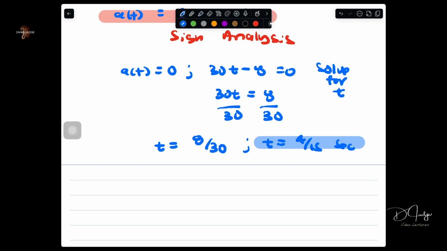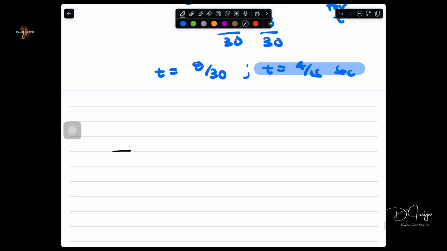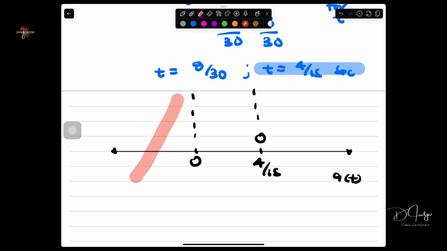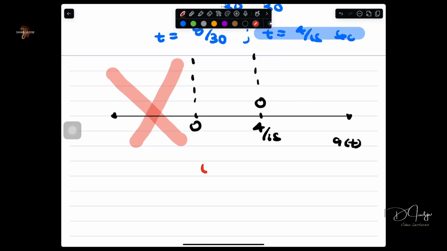Okay, this is how we go about this again. So we only have one value. I'll label 4 over 15, this is where acceleration is 0. It's not 0, ladies and gentlemen, when t is 0. And just remember, we have to throw out the time values that are negative because we're dealing strictly with t being greater than or equal to 0. So that portion is gone. We have region 1, region 2, if you want to call it that.